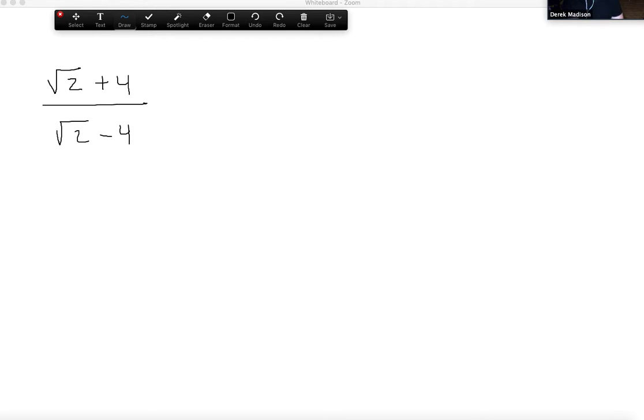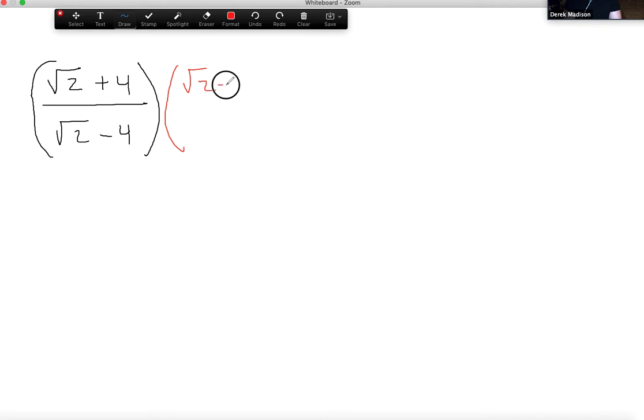Okay, this is number 16 off of 4.3 and had a question about how to rationalize the denominator. And so we are going to use the conjugate of the denominator. And so that would be square root 2 plus 4. And then up in the numerator, we're going to FOIL.